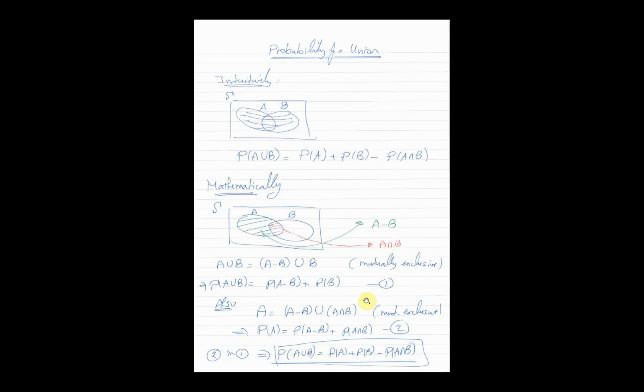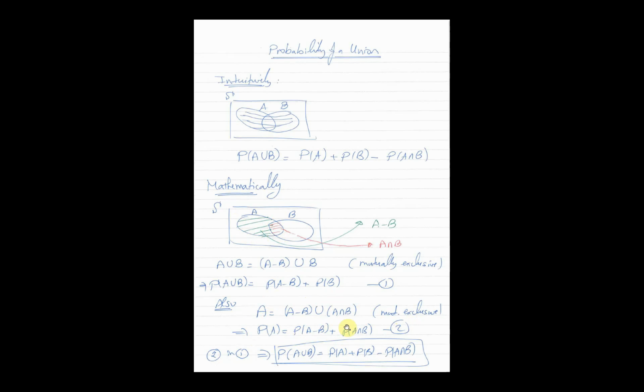Again, you might feel that this is strange. A is nice and clean. Why did I express it in this complicated way? Simply because these two components, A minus B and A intersection B, the green one and the red one, are mutually exclusive. They don't intersect. So we are allowed to apply the axioms. The probability of A is the probability of this event plus the probability of that event: the probability of A minus B plus the probability of A intersection B. Let's call this equation 2.